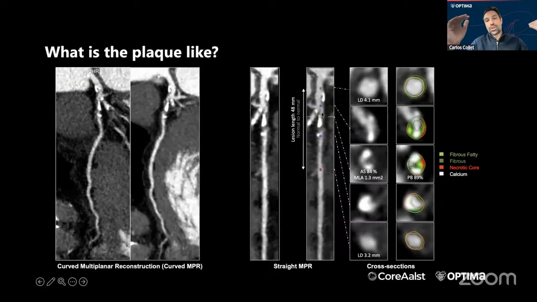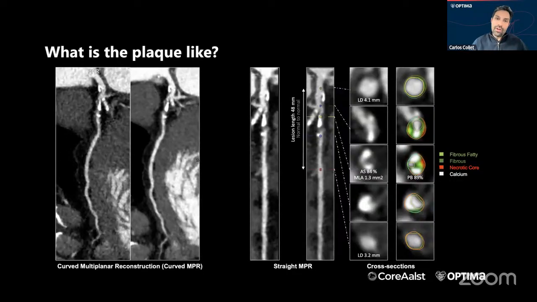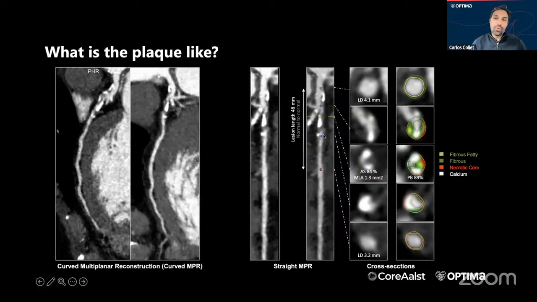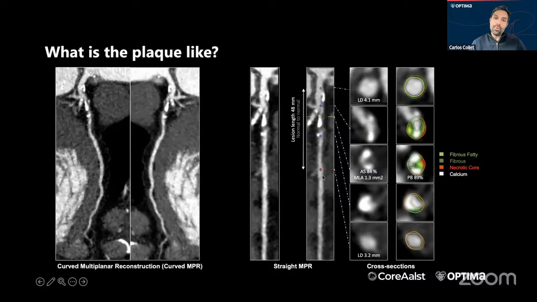Now, when we measure this distance, and we can do that in any of the commercially available software, we are trying here to understand what would be a healthy landing zone, the same as we do, for example, with intravascular imaging.